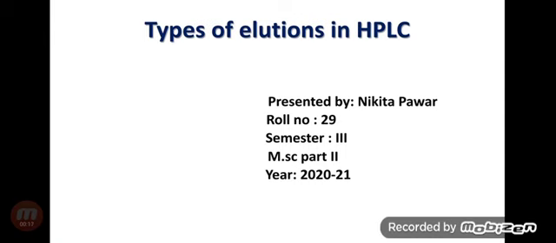First, we will see what is HPLC. It is high performance liquid chromatography, or high pressure liquid chromatography. It is a technique in analytical chemistry used to separate, identify, and quantify each component in a mixture.